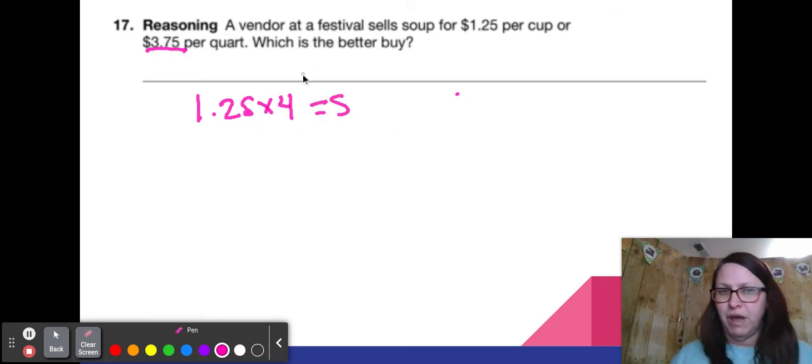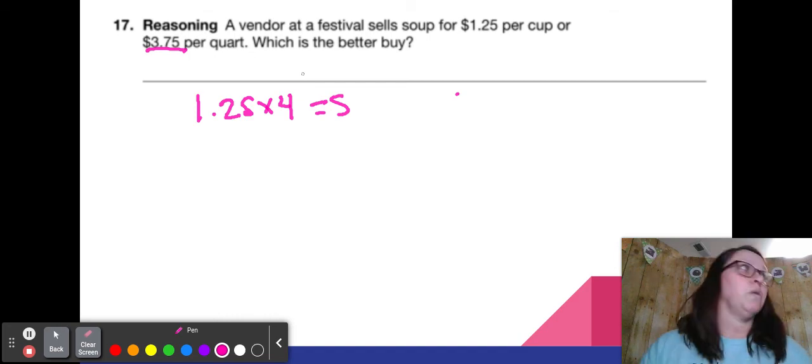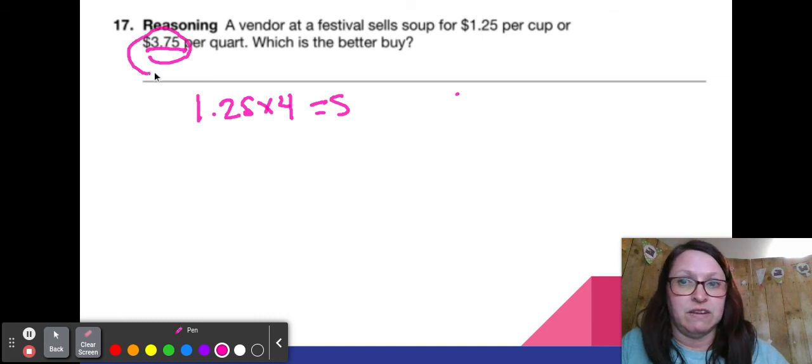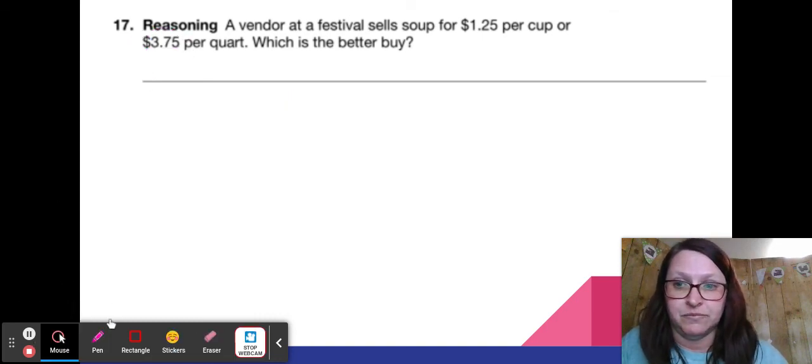So which is a better buy? $3.75 for a quart or $5 for a quart? Well, obviously $3.75 is a lot better of a deal.